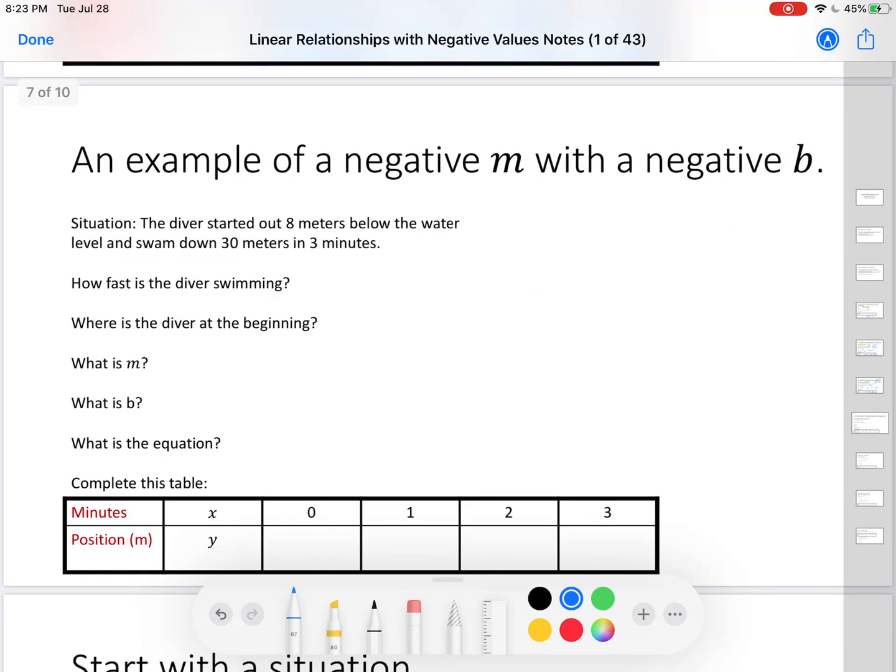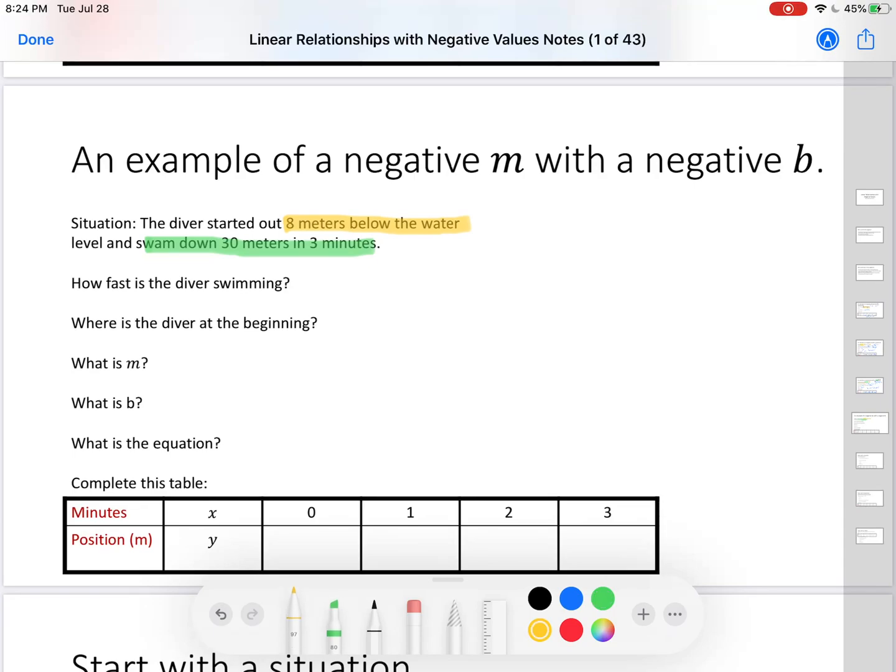Okay. Here's an example with a negative rate of change, a negative M and a negative B. Negative unit rate and negative B. The diver started out 8 meters below the water. 8 meters below the water sounds negative to me. And swam down 30 meters in 3 minutes. So that would be going down.